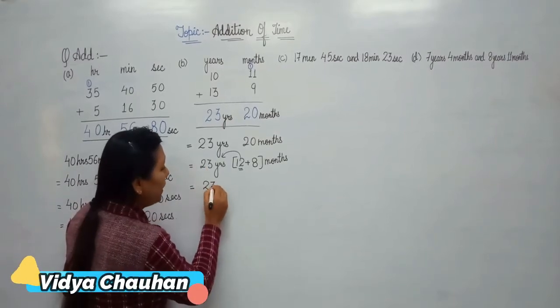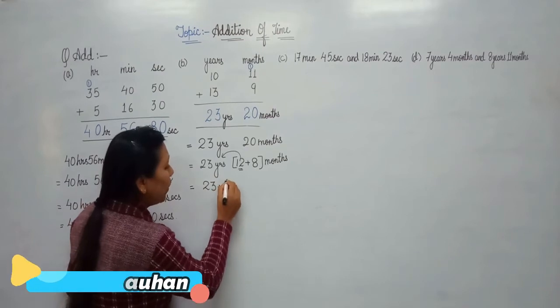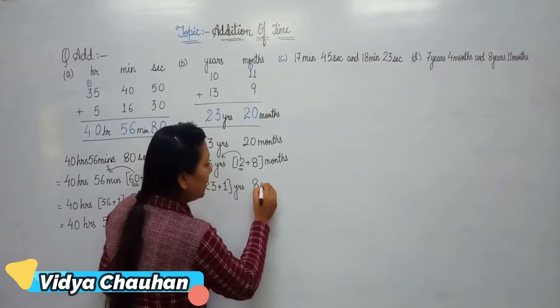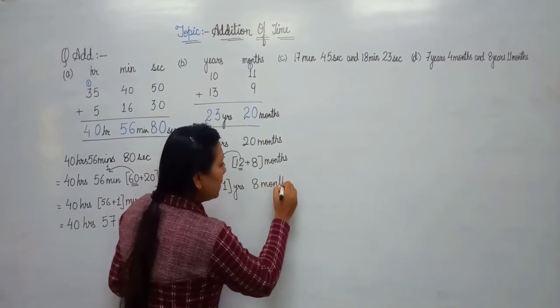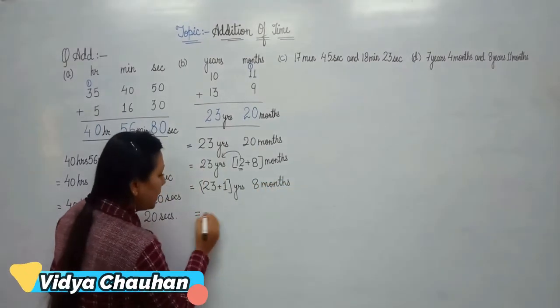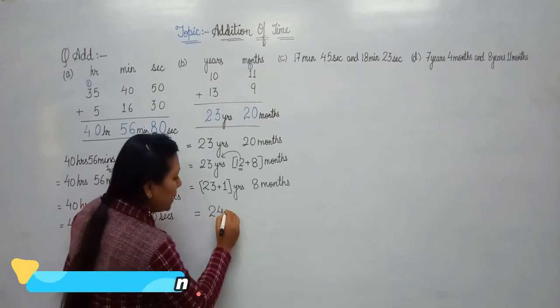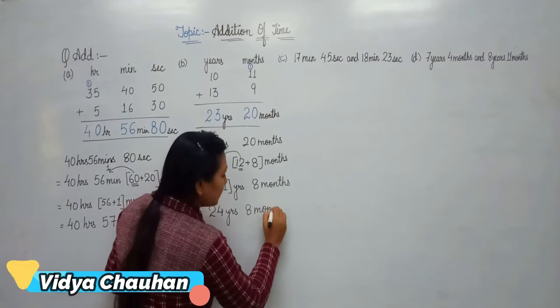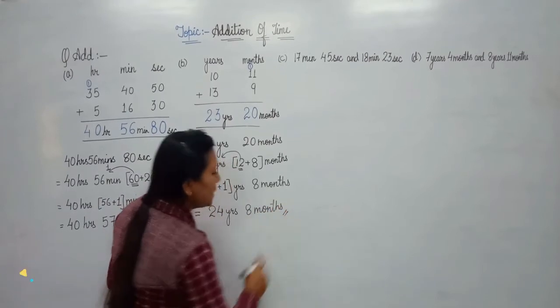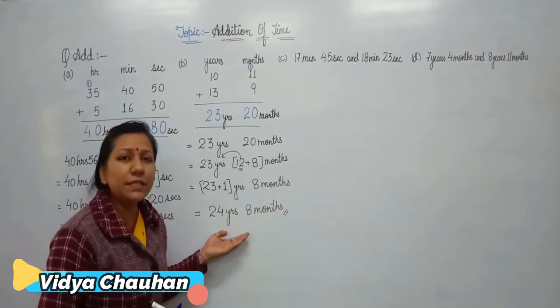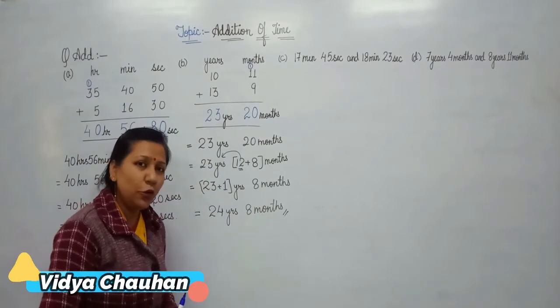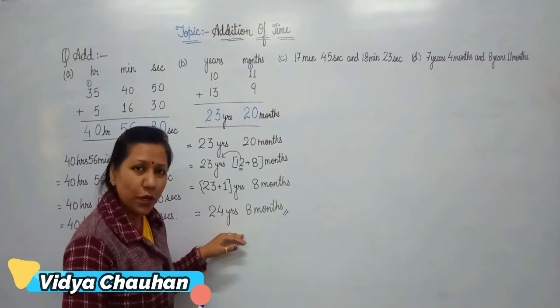So it will become 23 plus 1 years, and along with this we are left with 8 months. So what is your final answer? Your final answer is 24 years 8 months. So this is your total value, or you can say the addition of these two terms given in years and months. I hope this solution is clear to all of you.